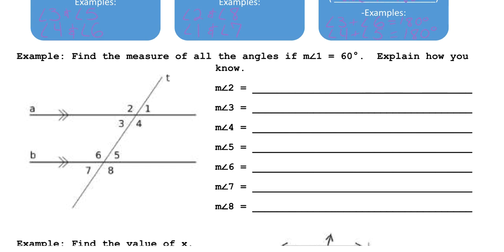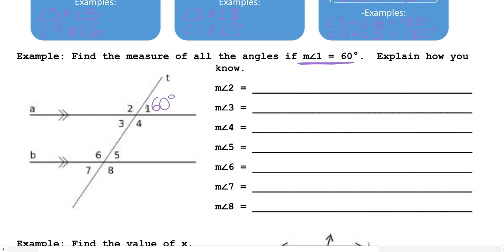Okay, so that was a lot of information that we just covered. So how can we actually use these angle relationships to help us when it comes to types of problems? So our first example says, find the measure of all the angles if the measure of angle 1 is equal to 60 degrees, and explain how you know. So if I look at my diagram here, the problem tells me that the measure of angle 1 is 60 degrees. So I'm going to label angle 1 as 60 degrees.